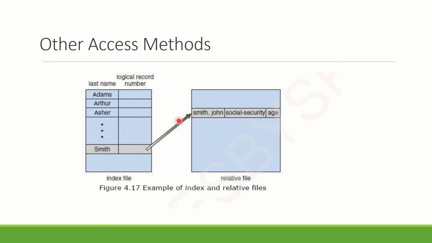To solve this, in between the index file and the main file, we maintain one more file called the secondary index. The primary index will point to the secondary index file, and from the secondary index, it will point to the original record.